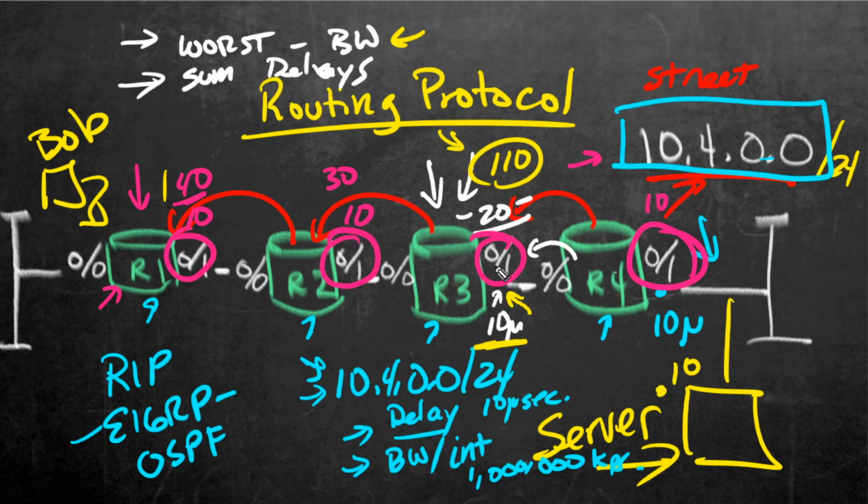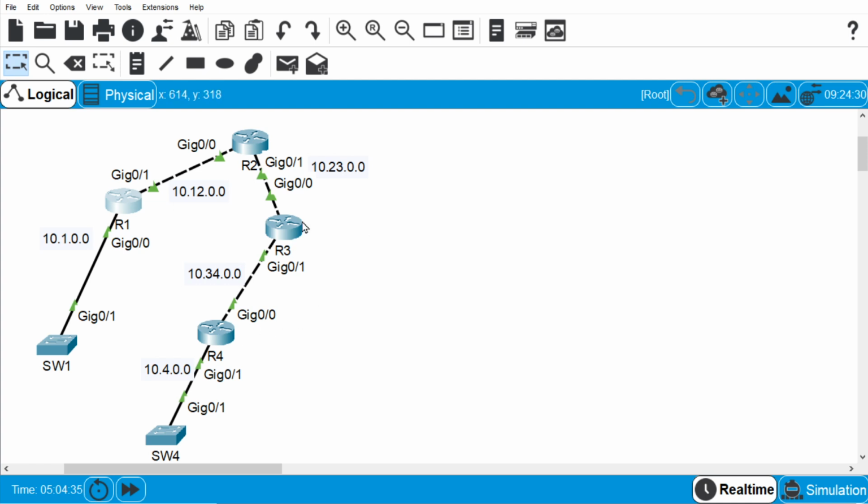Let's go here on R3 and modify gig 0/1, so that instead of using the default bandwidth, which is 1 gigabit per second or 1,000,000 kilobits per second, we use something really bad, like 64K. So back in Packet Tracer, we'll go back to R3 and tweak this interface right here, gig 0/1, and tell it that the bandwidth on that interface is no longer 1,000,000 kilobits per second or 1 gig, but rather 64K, making it really bad.